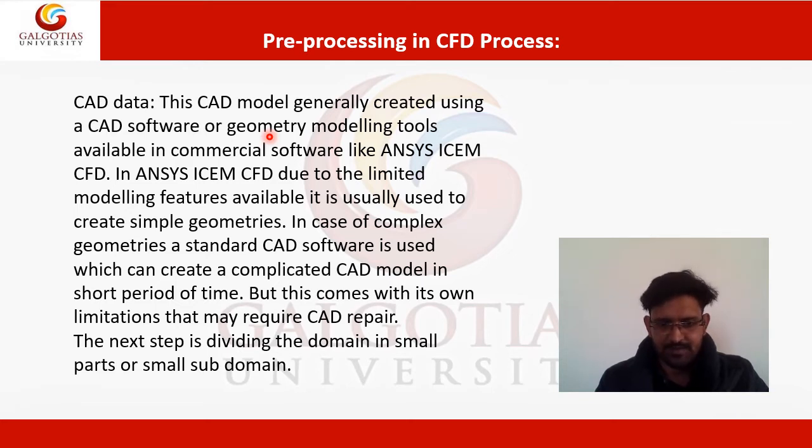The next step is dividing the domain into smaller parts or smaller subdomains. This process is called mesh generation, grid generation, or discretization. There are various methods of grid generation, broadly divided into three main categories, namely structured multi-block meshing, Cartesian meshing, and unstructured meshing. These are the three methods that are frequently in use now.